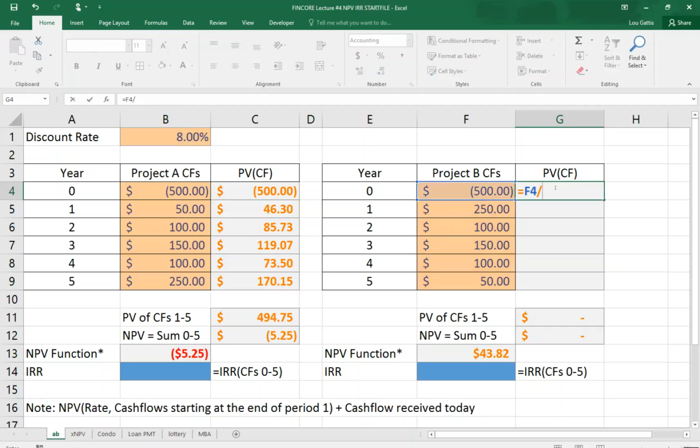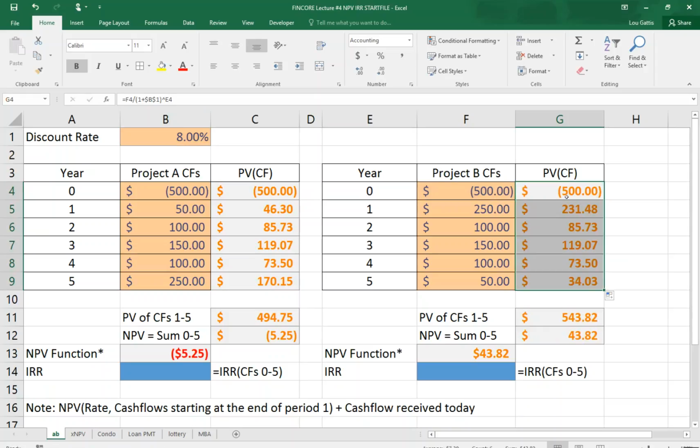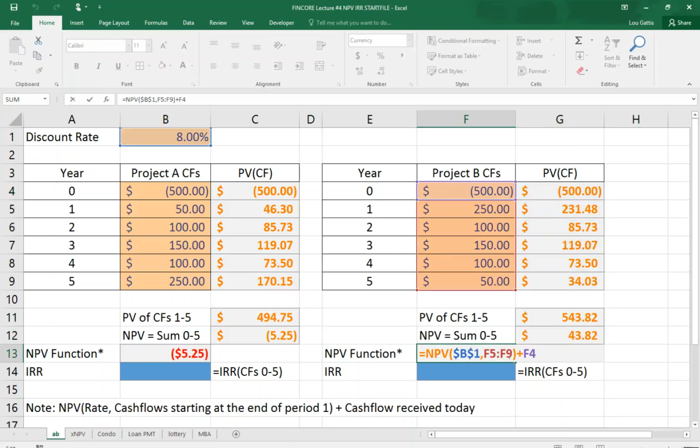$500 today divided by 1 plus the discount rate, I'll anchor that, raised to the 0 power. I'll copy that down. This is the present value, the value in today's dollars of all the future cash flows. The sum of the cash flows 1 through 5 in present value terms is $543. You pay $500 initially for this investment or project, so the NPV is 43. I could also just use the NPV function where I specify the interest rate, cash flows 1 through 5, and then add the initial cash flow.